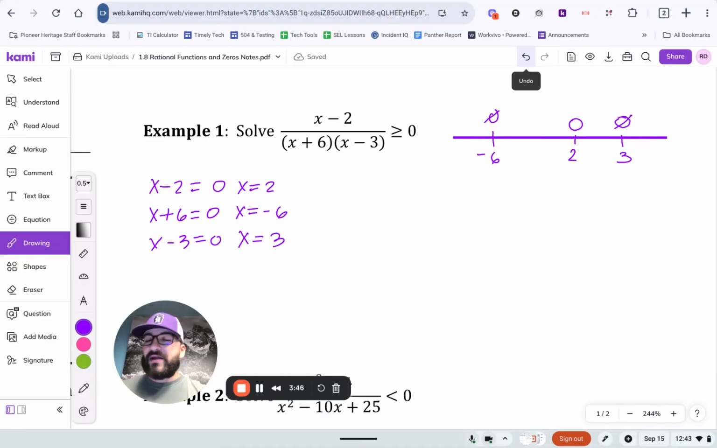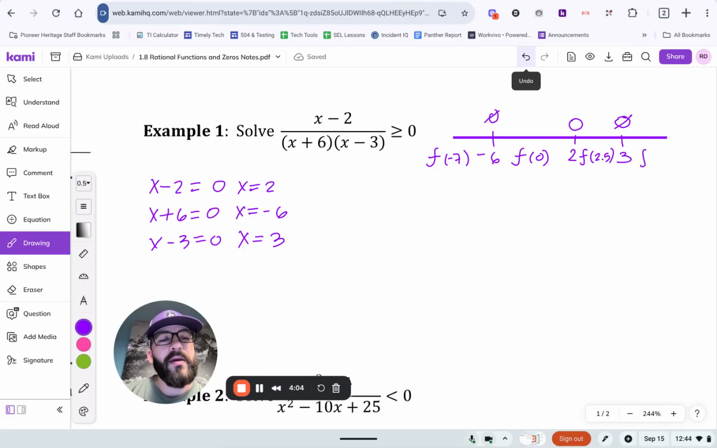Okay, now just like we've done before, y'all, we can pick some values in between. So f of negative 7, f of 0. Unfortunately, this one's a little gross, so we'll have to do like a 2.5. And then f of 4. And then once again, we can plug these into our function. So f of negative 7 would equal, and I don't have to do all the math, although sometimes you might want to just do all the math to be safe, but I really just care about this being positive or negative. So let's go ahead and plug these in.